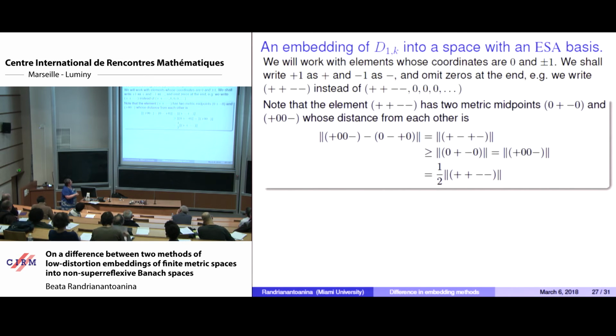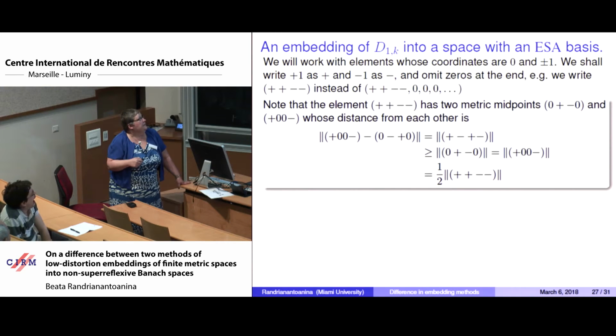Right, so what I want to notice here is when I look at this element, which is E1 plus E2 minus E3 minus E4, right? That element actually has many metric midpoints, but in particular it has two metric midpoints which I like, right? So those two points, this and this, are both metric midpoints of this point. Yes? You need to explain what you mean by midpoint of a point. Okay, so thank you. What I mean is a point which is halfway between this point and a 0.